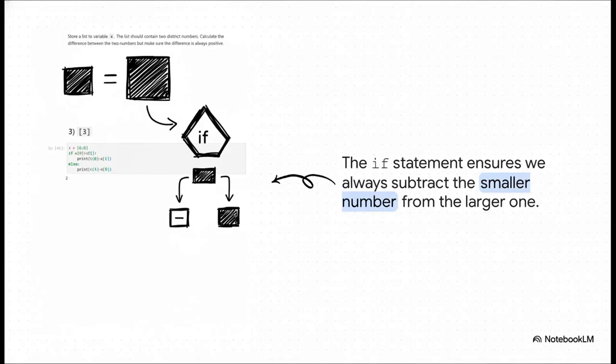And the solution is actually pretty elegant. All it takes is a simple if statement. First, the code checks if the first number is bigger than the second. If it is, great, we subtract the second from the first. But if that's not true, the else block kicks in and we just flip the subtraction around. It's a simple trick that guarantees we are always subtracting the smaller number from the larger one. And that's how you get a positive result every time.